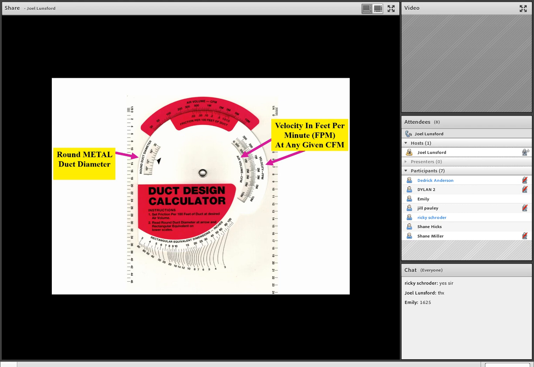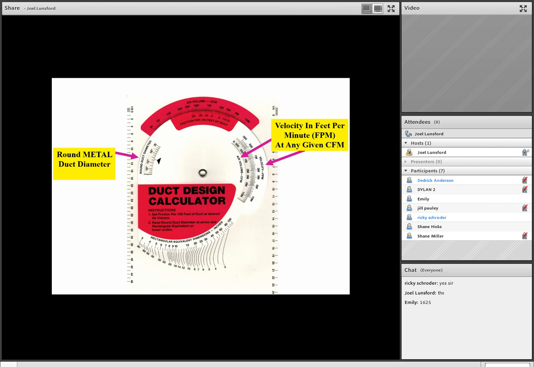So basically, team, anytime we're looking at our duct calculator, we're able to find a particular round duct size based on velocity and required air volume. Let's do one more just for fun. Let's say we're designing a duct system around 700 feet a minute velocity on the main trunk, and we need 2,000 CFM, let's say on a 5-ton unit.